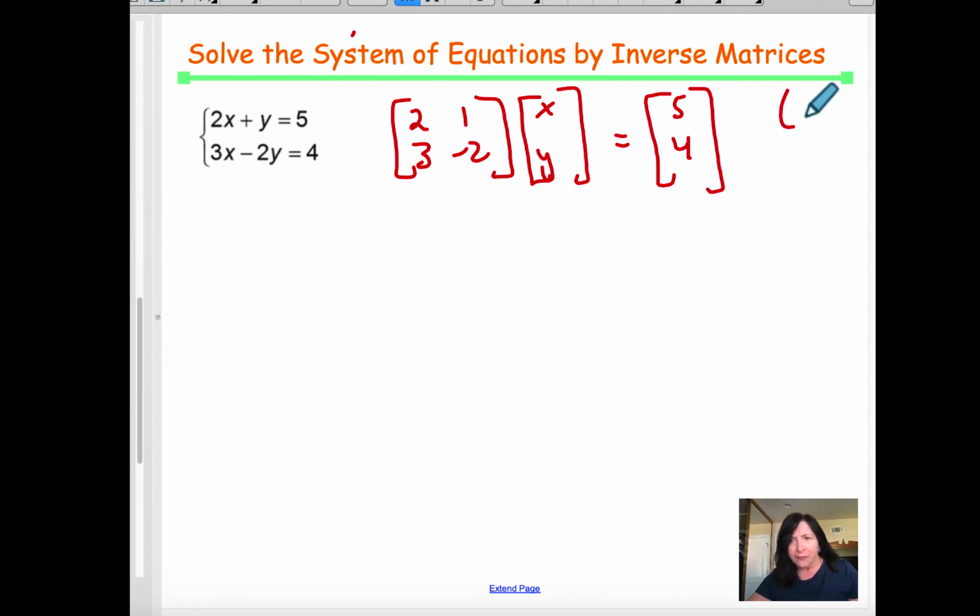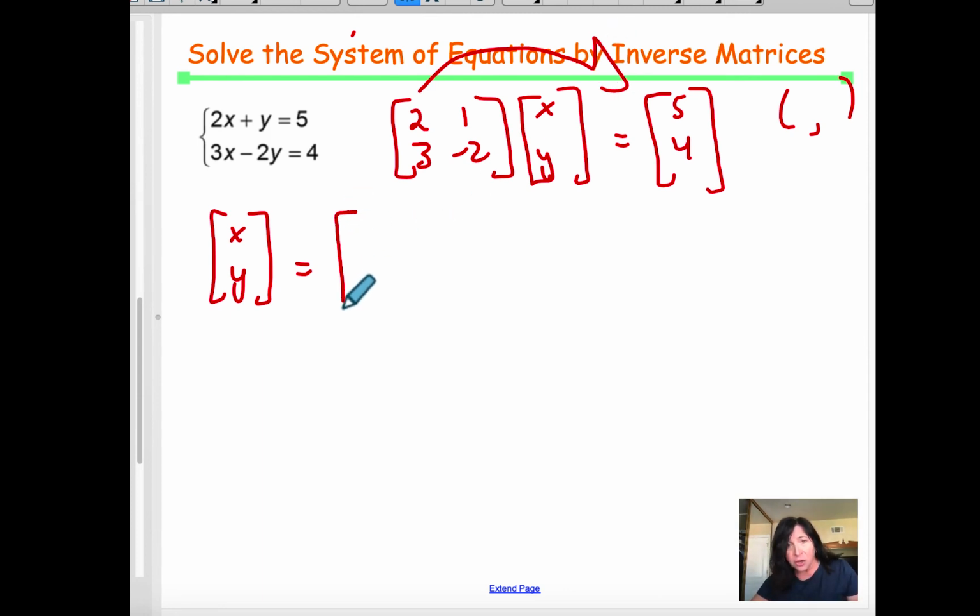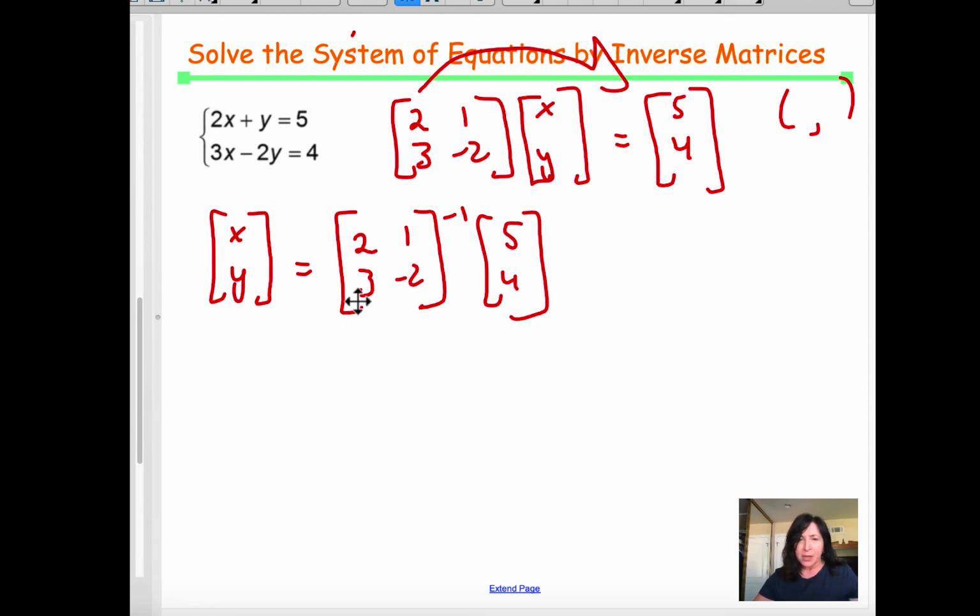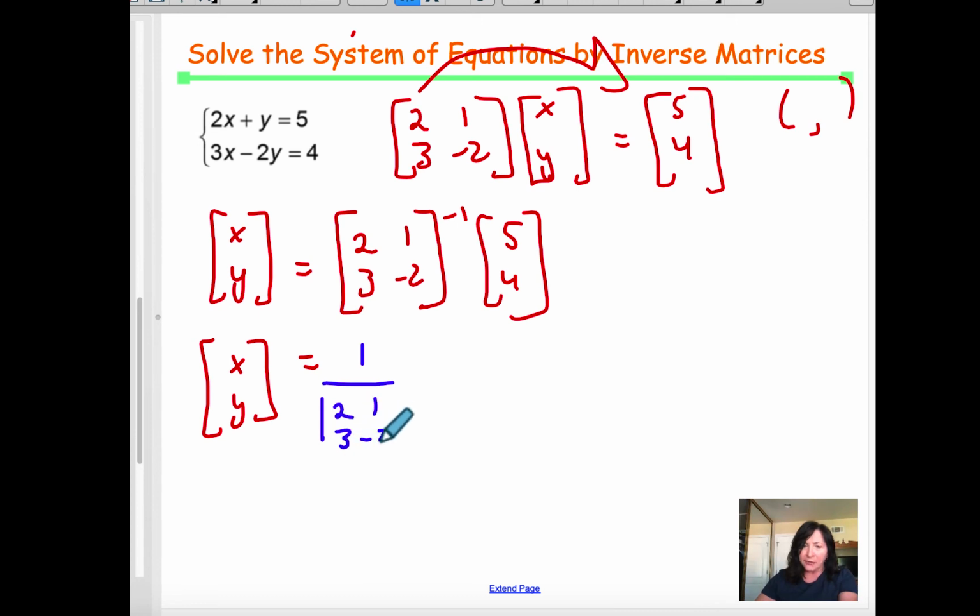Ultimately, we're trying to find our intersection point. That's what we want. So I need to get x and y by itself. Isolate that. Move this to the other side. So in doing that, that's the inverse of 2, 1, 3, -2, and then we're going to multiply that by 5 and 4. So the inverse is what I'm working on. The inverse is going to be 1 over the determinant, times the transpose.